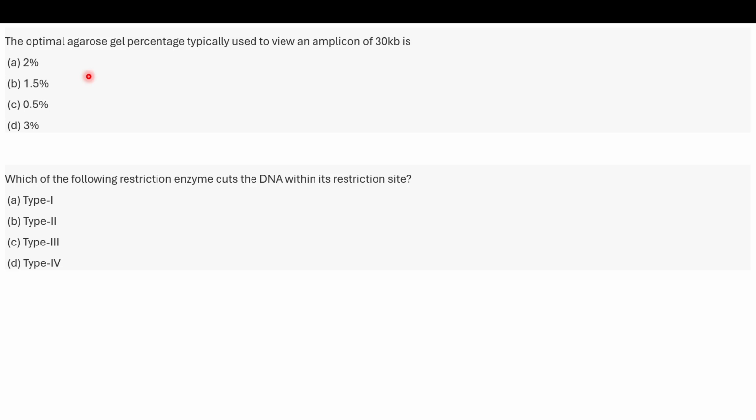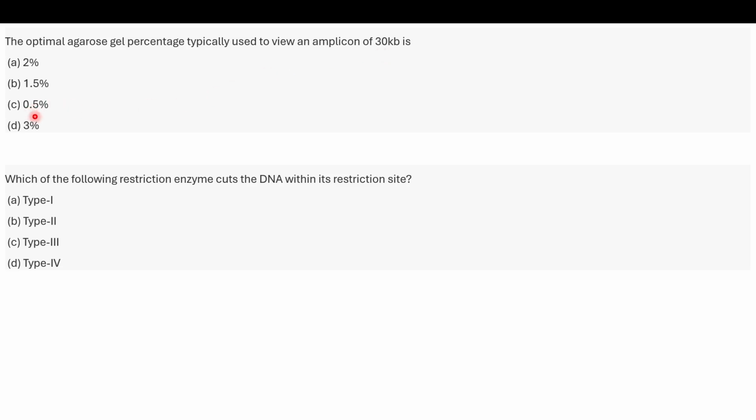Actually, 2% is also quite high. Yes, option C. Usually for 2% or 3% or 1.5% gels, these are used when the fragment is really small, suppose only 100 bases long. And here we are talking about 30,000 bases. So to run such a large amplicon, the percentage of agarose gel should be low, because if the percentage is low, then the pores formed will be larger, and such a large amplicon will be able to move through the pores easily.